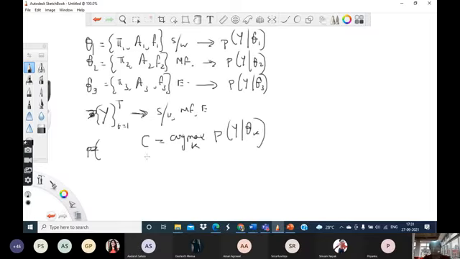So whichever model gives you the maximum value, or whichever value of K gives you the maximum value of this quantity, you use that as the class label to predict the class label. So this way you can do time series classification using hidden Markov model.